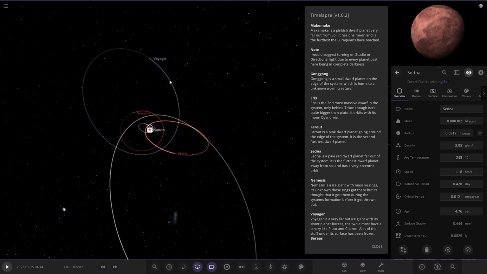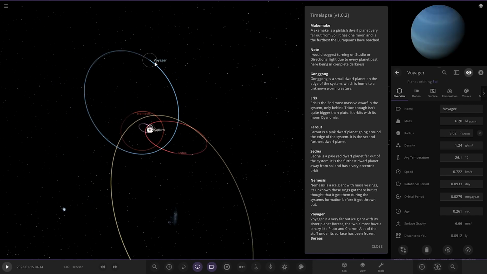Interesting. Then we have Voyager. So it is a planet. I'm guessing this is the Planet 9 equivalent. Well, actually, it is the default Planet 9 in the game. Okay. Very, very interesting stuff there.